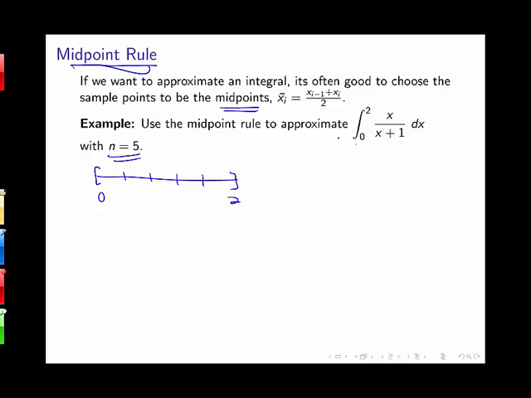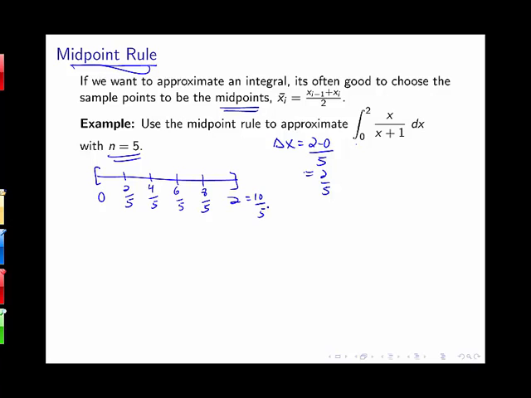Now since my interval here goes from 0 to 2, my width is 2 minus 0 over n, which in this case is over 5, so we have 2/5. So I know that this first interval goes from 0 to 2/5. The next one is 4/5, then we have 6/5, 8/5, and the last one would be 10/5, which is equal to 2.